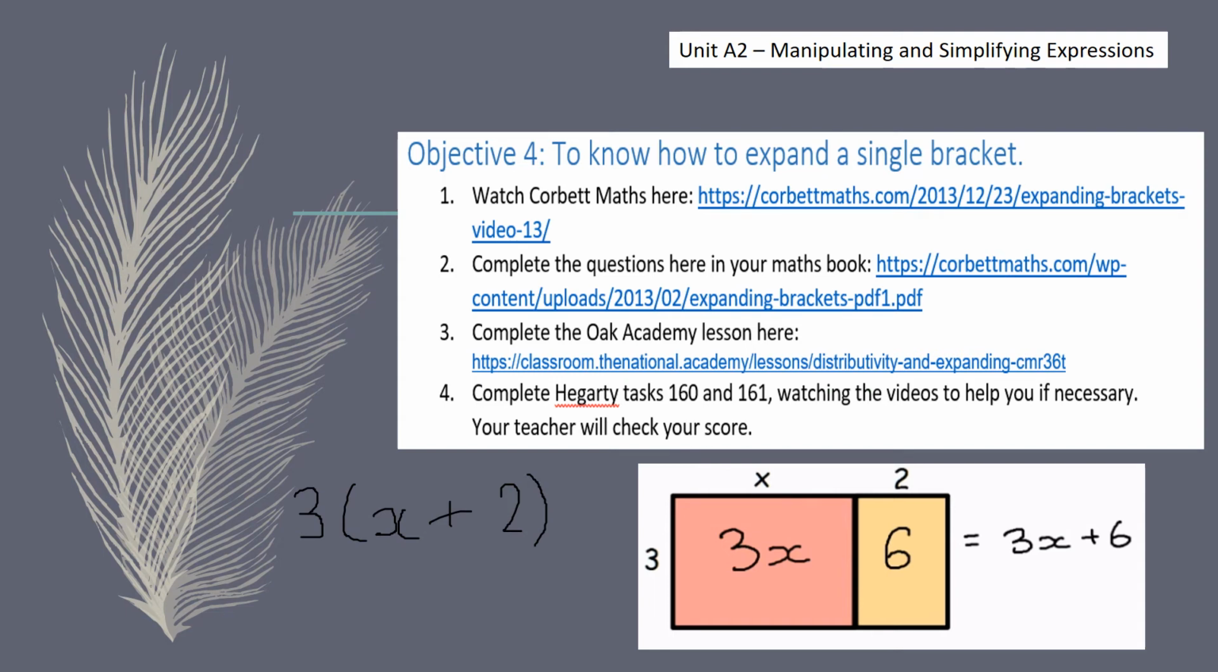Alternatively, you can think of it like finding the area of a rectangle with 3 units across and x plus 2 units going along. If you find the area of this rectangle, you can work out the area of the first section, 3 times x, which is 3x, and the area of the second section, which is 3 times 2, to give you 6. So the answer would be 3x plus 6.